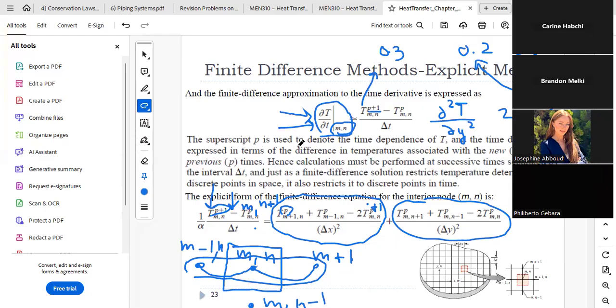So the subscript p is used to denote the time dependence of temperature, and the time derivatives are expressed in terms of the difference in temperatures associated with the new point at time p plus 1 and at previous p times. Hence, calculations must be performed at successive times separated by the interval delta t. And a finite difference solution will restrict temperature determination to discrete points in space. So here, you cannot solve for any x, any y. You need to divide your space into discrete points and solve at the center of your cells.